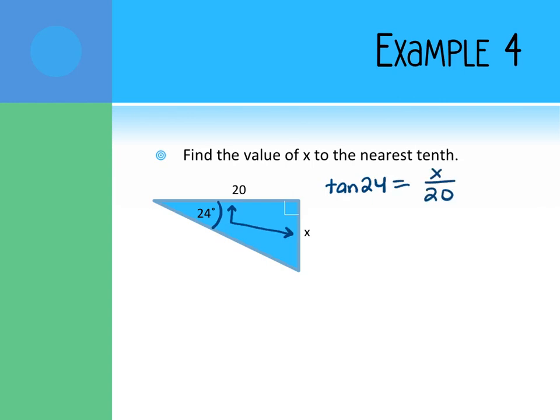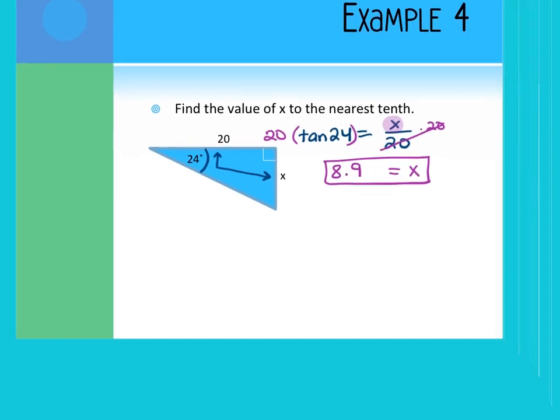And then my goal is to get x by itself. So I'm going to multiply both sides by 20. It's going to cancel from the right. And in my calculator, I'm going to type 20 tan 24, or 20 times the tangent of 24. And I get x equals 8.90, so 8.9 would be x.